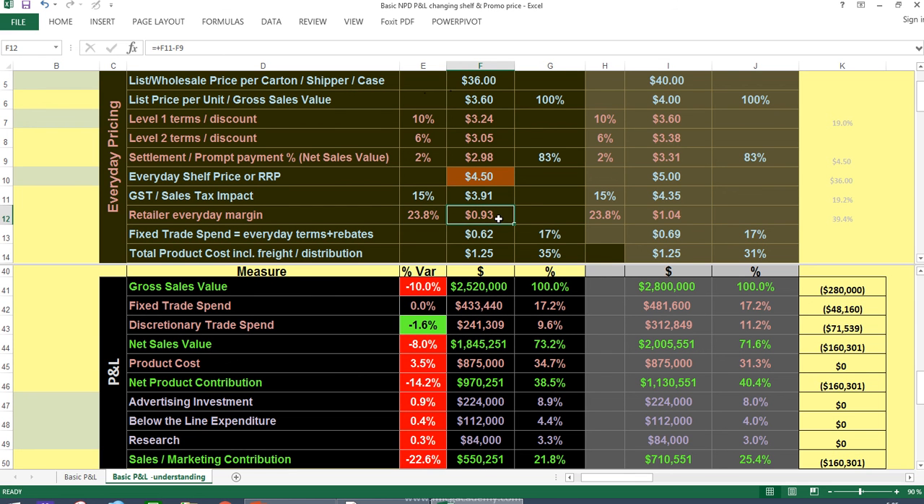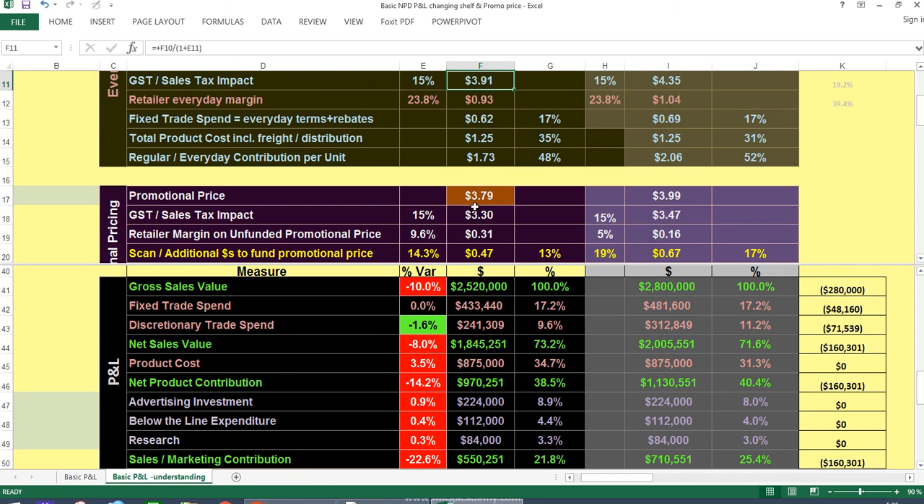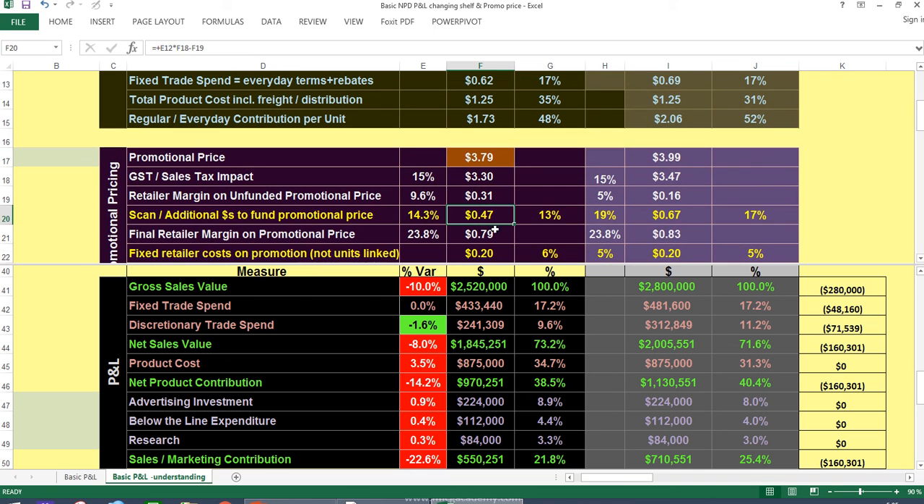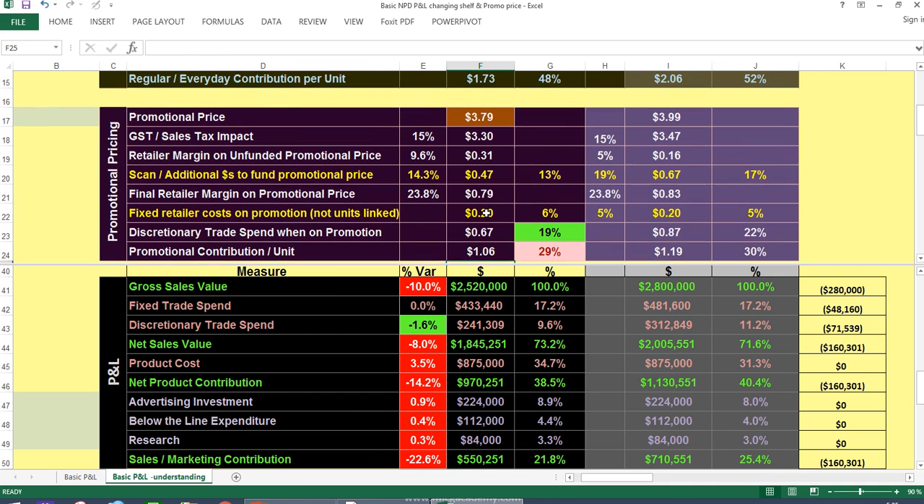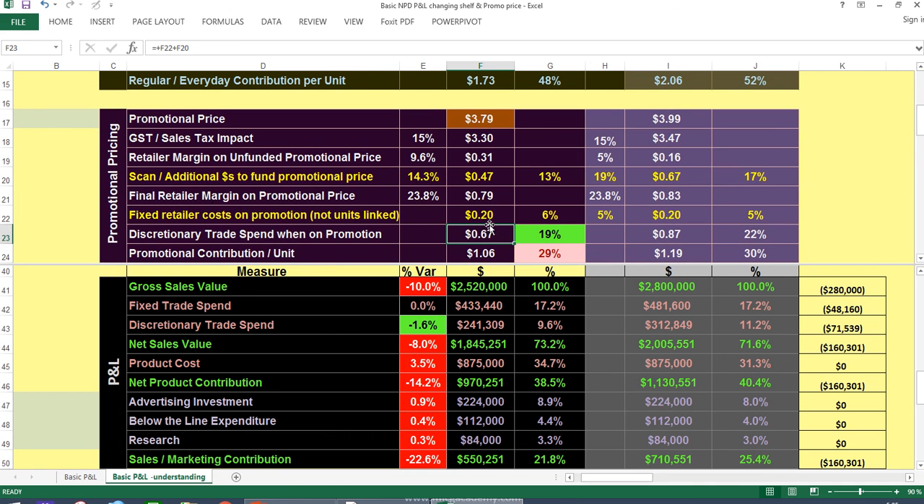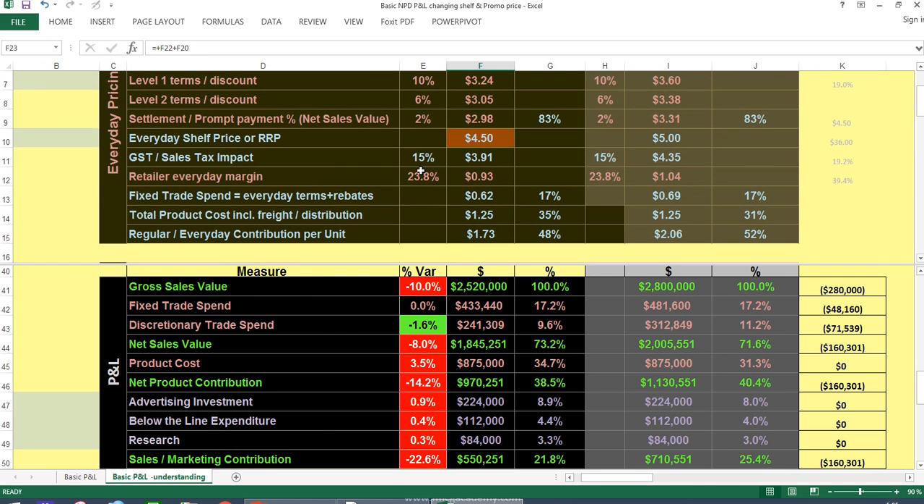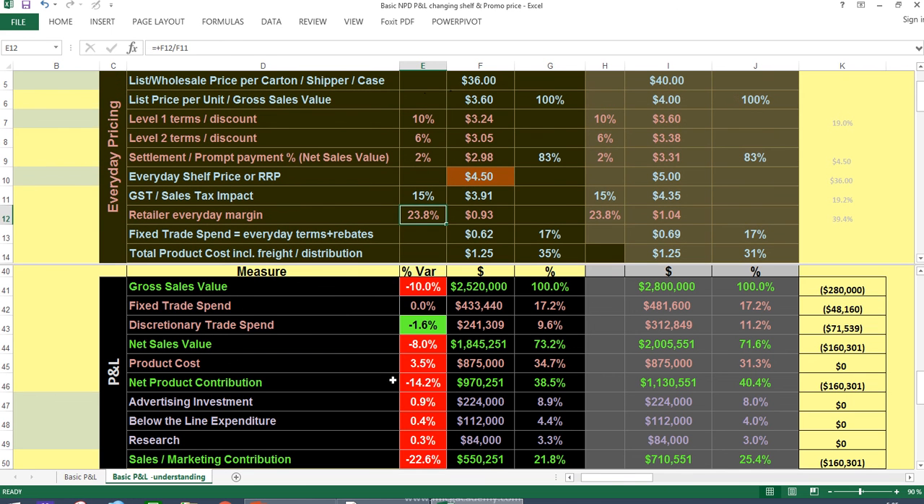So we're giving them 93 cents on the regular shelf price of $4.50, the margin, versus the $1.04. And in terms of promotion, what's happening is we're going to support them with another 47 cents. Discretionary trade spend is at 19% now of gross sales value. So that's a positive. We've reduced our discretionary trade spend level, but we're giving them a lot more, getting them back to the percentage margin the retailer originally wanted.